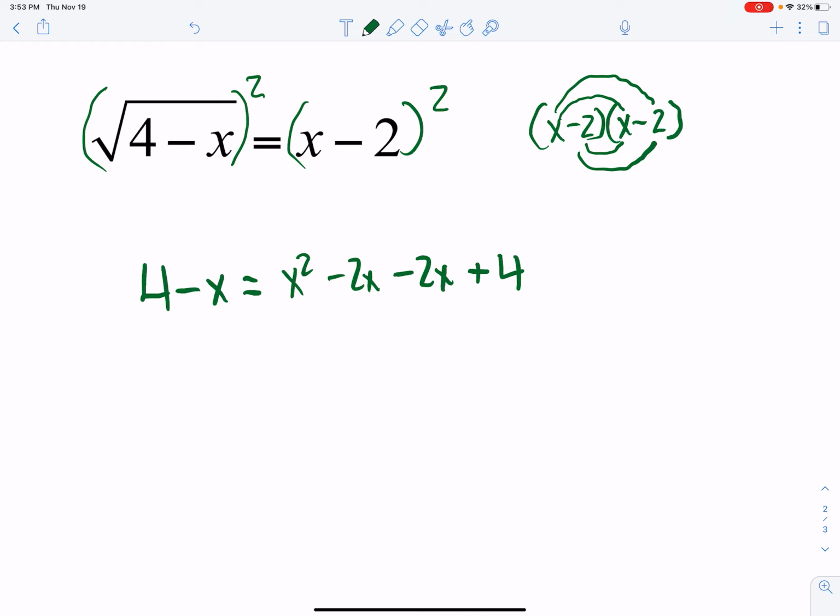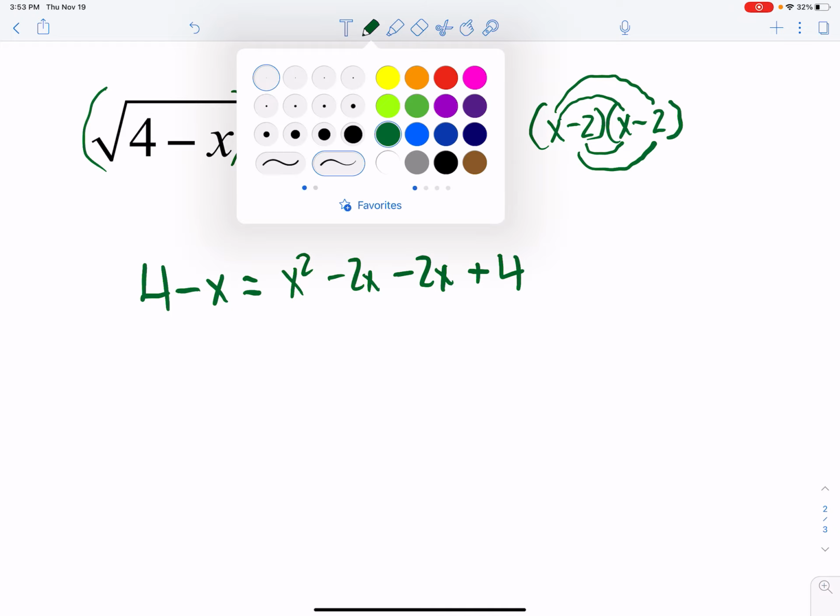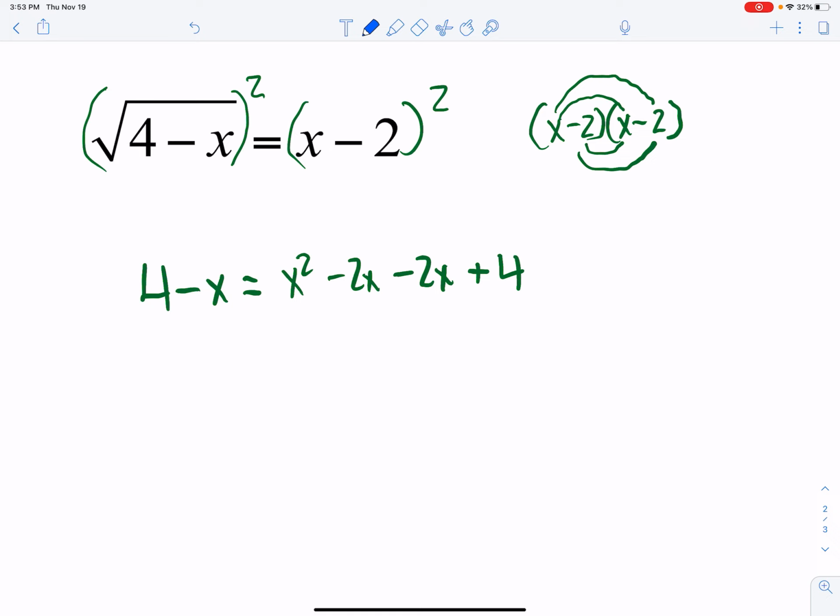And now to keep going, we want to solve it, so we need to get 0 on one side. Let's move everything to the right side, where the x squared is. So on the left side, to get rid of that 4, we subtract 4 from both sides. To get rid of the minus x, we add x to both sides. So doing that, on the left side, everything cancels out, so we get 0.